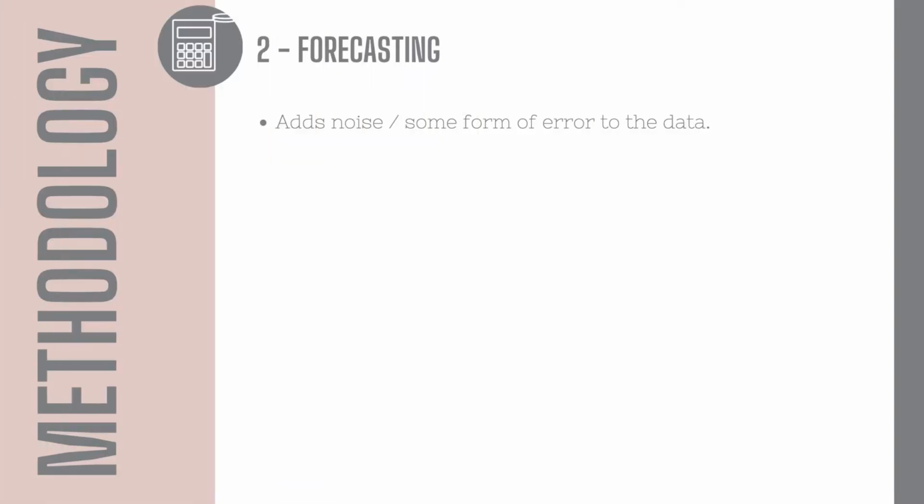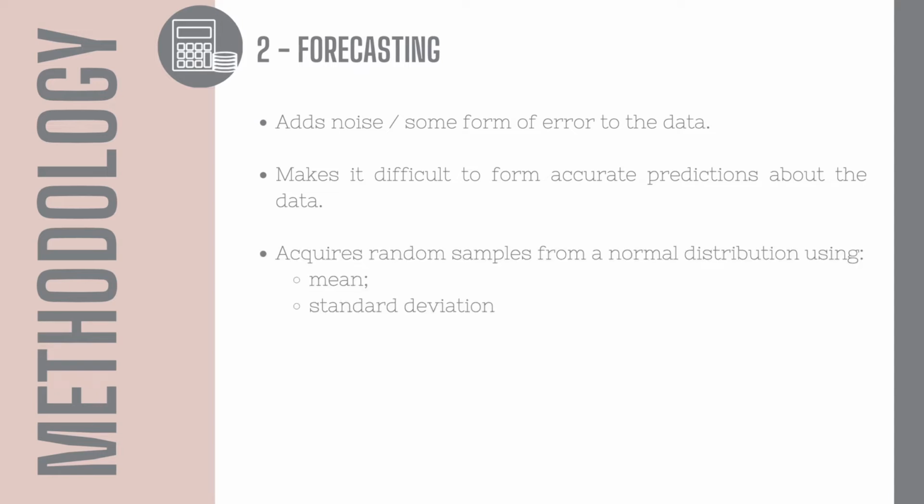Next, we move on to forecasting. In order to forecast the data, some form of noise needs to be added. To do this, we simply acquire random samples from a normal distribution. This outputs an array containing white noise, which is added to the data, resulting in forecasted data values.